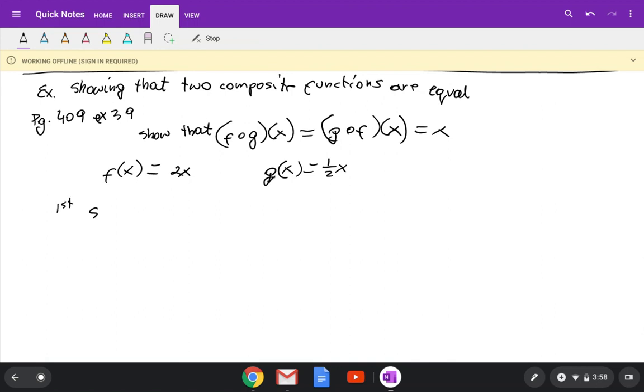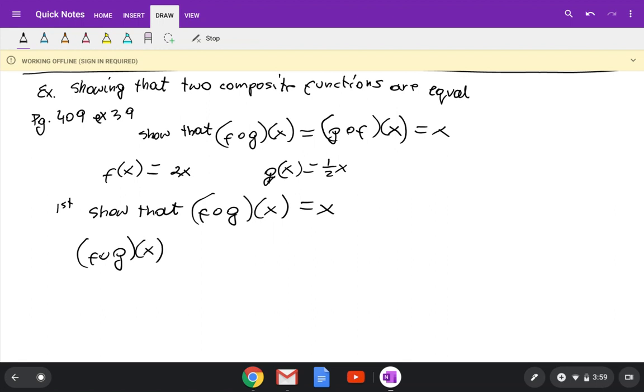So first, show that f composed with g of x will give you x. So how are we going to show that? We just have to create that composition. Okay, so f composed with g is the same as f of g of x. F is outside, so I copy the outside function, which is 2 times x, and I replace x with the equation of function g. Function g is 1/2 x.